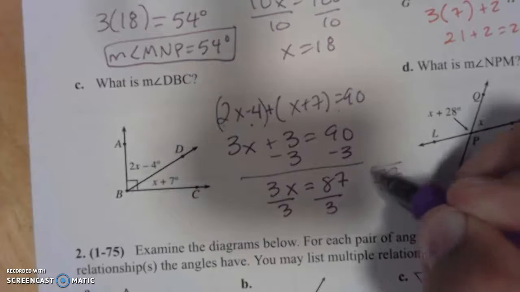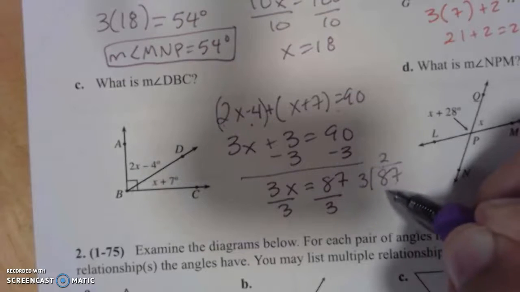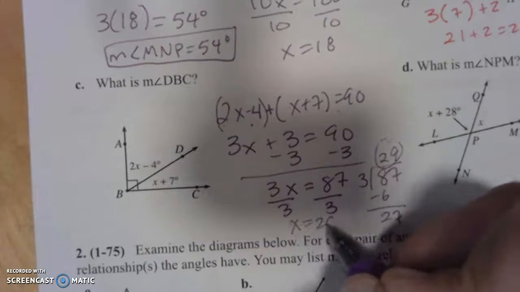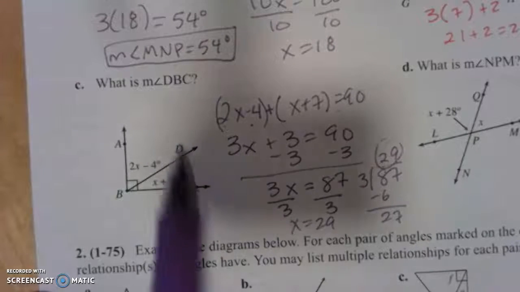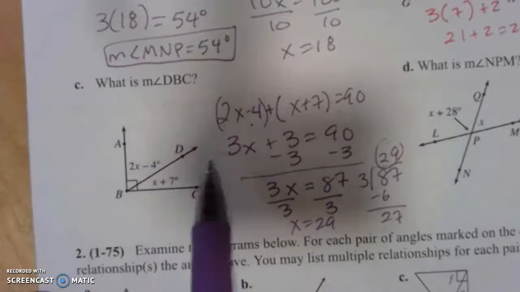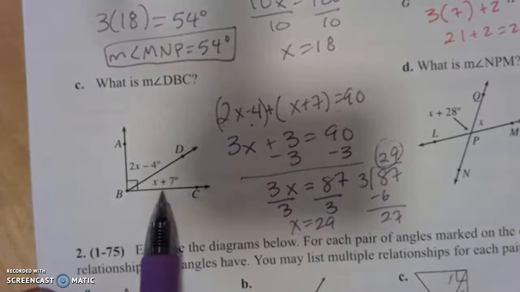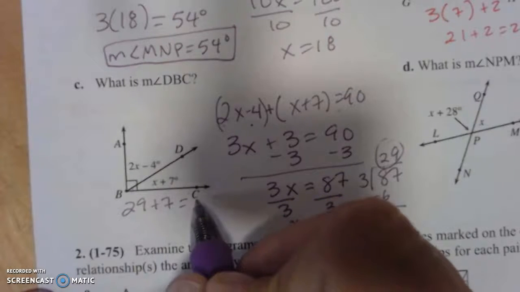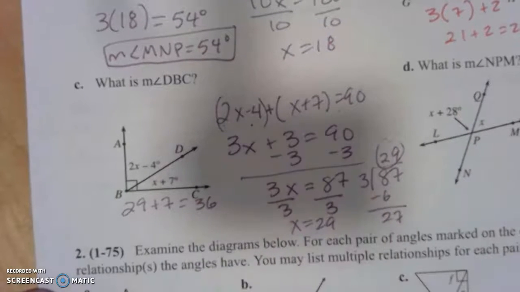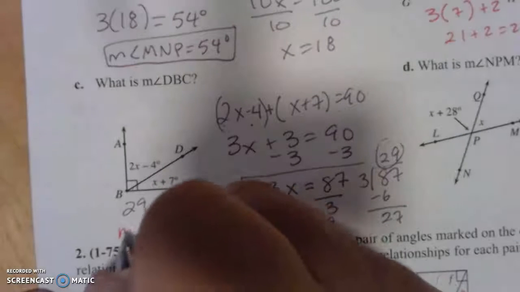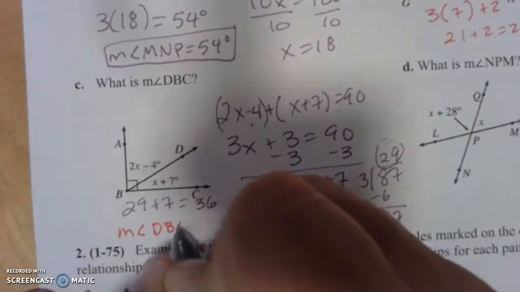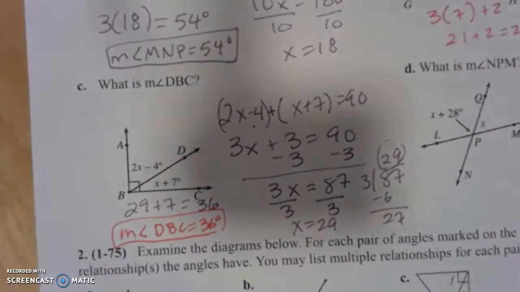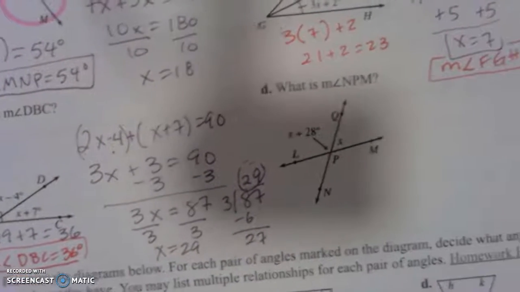Divide this side by 3, divide this side by 3. And what is 87 divided by 3? It goes in there twice. That's 6, 27. 3 goes in there 9 times. So x is going to be 29. X is 29. And again, what are we asked for? The measure of angle DBC. DBC. So I have to do the x plus 7. We just found out that x was 29, plus 7 equals 36. So my answer is the measure of angle DBC equals 36 degrees. Okay, not too bad.